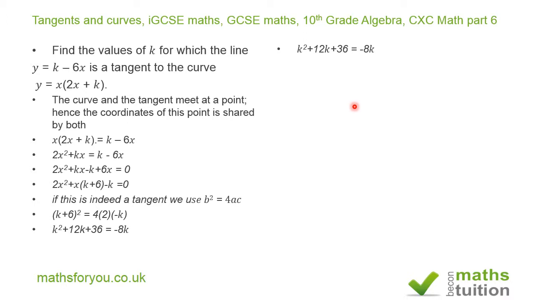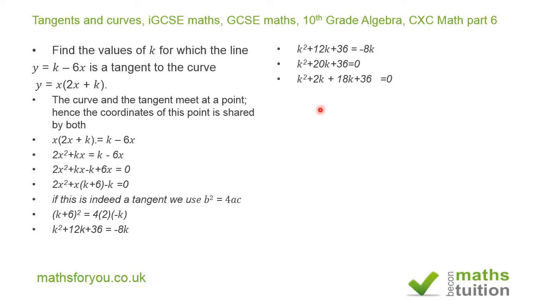If we then add 8k to both sides, we end up with k squared plus 20k plus 36 is equal to 0. Now I want two numbers such that if I add, I get 20, and if I multiply, I get 36. And the numbers that come to mind are 2 and 18. So we then have k squared plus 2k plus 18k plus 36.